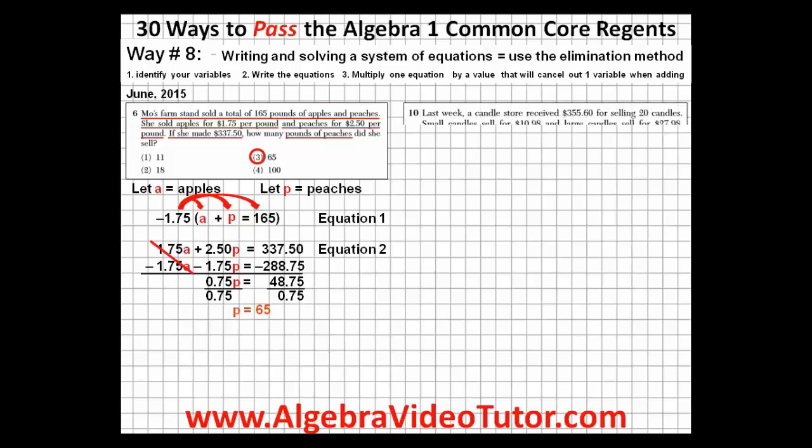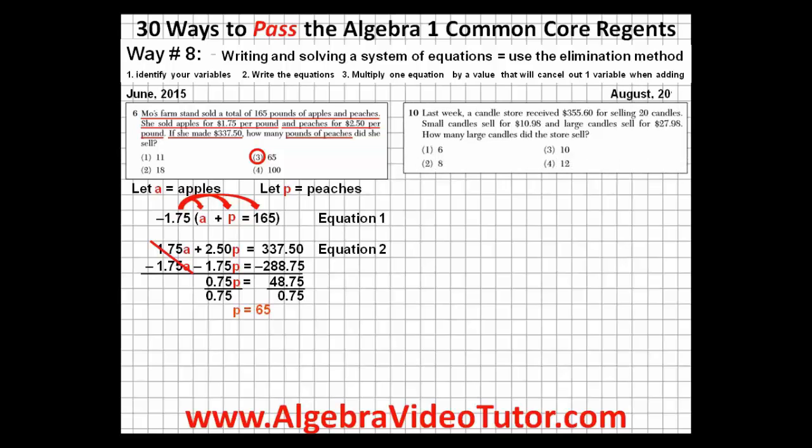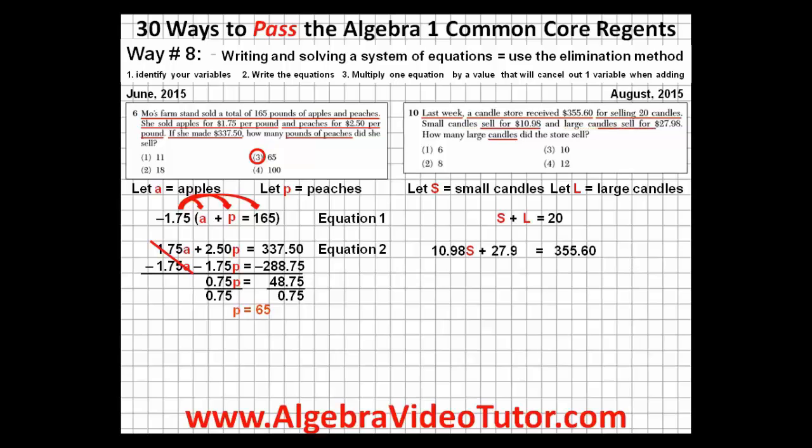Let's try this again with another multiple choice question from the August 2015 Algebra 1 Regents, where this time they're selling candles. So we'll let S equal small candles and we'll let L equal large candles to identify our variables. Last week, a candle store received $355.60 for selling 20 candles, which is a combination of small and large candles. Small candles sell for $10.98 and large candles sell for $27.98, which completes both equations.